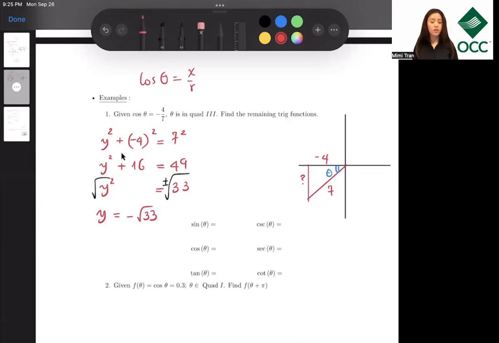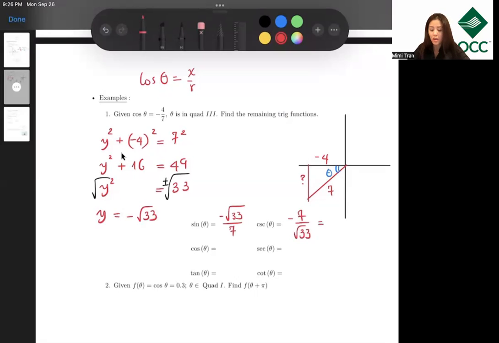All right, now we have y. All we do is fill in those trigonometric functions. So sine is y over r. Y is negative root 33. Let me rewrite my root and my negative sign. Over r, which is 7. And then cosecant theta is just the flip of sine, right? So just flip it over. So -7 over root 33.